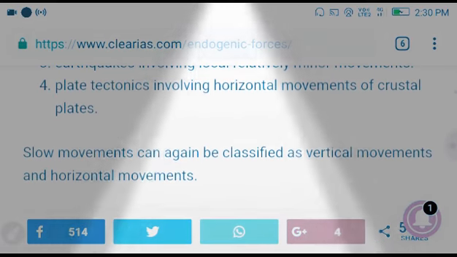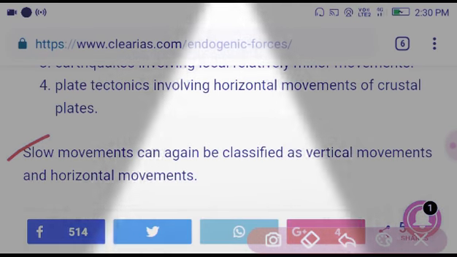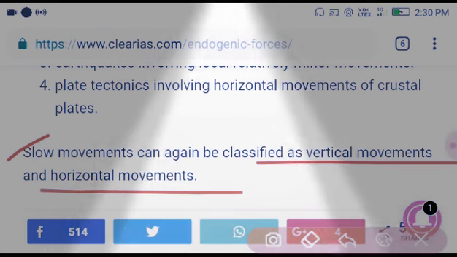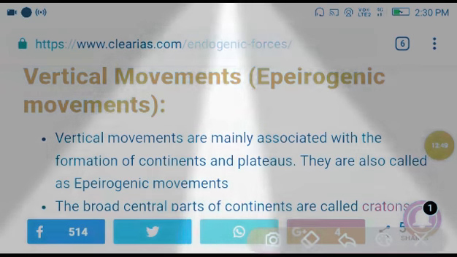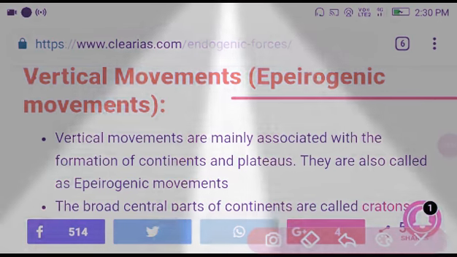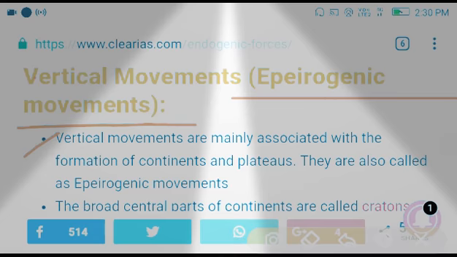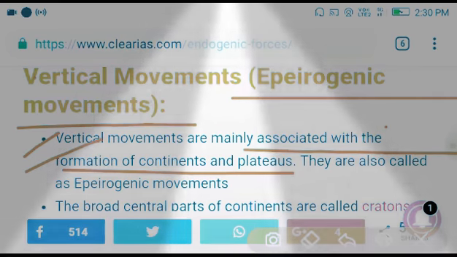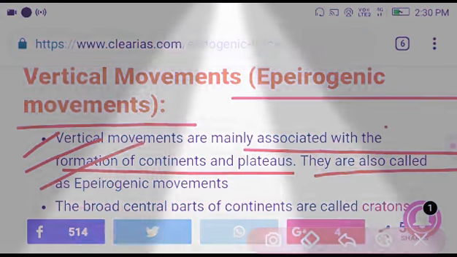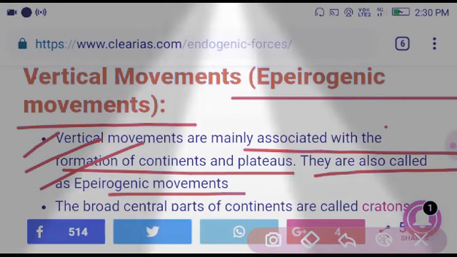Slow movements can again be classified as vertical movements and horizontal movements. Please remember, vertical movements are epeirogenic movements. Vertical movements are mainly associated with the formation of continents and plateaus. They are also called epeirogenic movements.